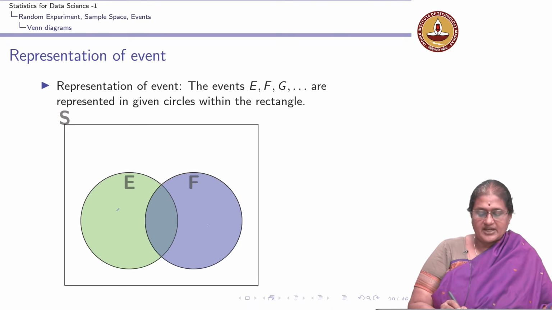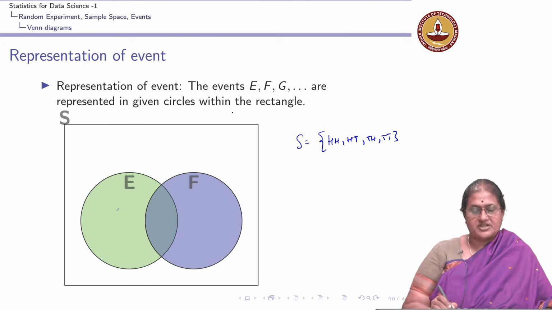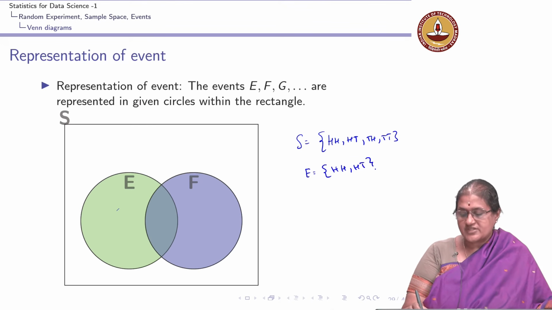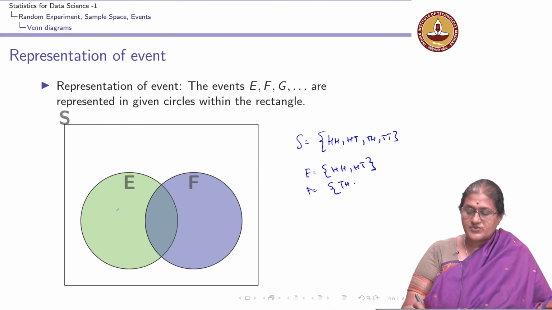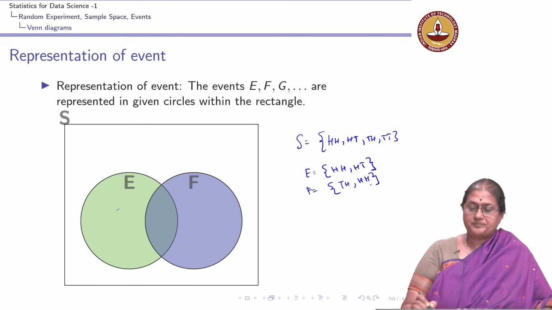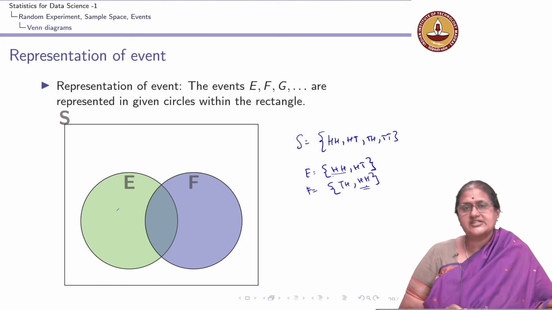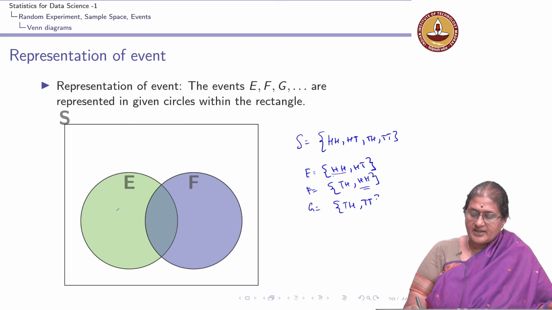So, I have an event E, and I have an event F. For example, if S is HH, HT, TH and TT, that is represented by my rectangle. Event E could be head in my first toss, which is HH, HT. Event F could be head in the second toss, which is TH, HH. What is common between these two is the outcome HH.